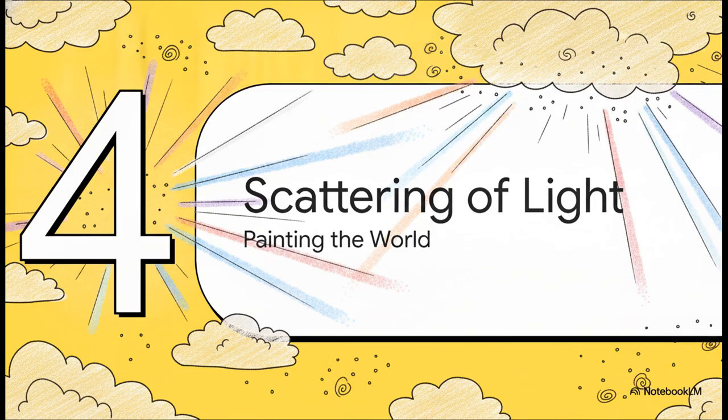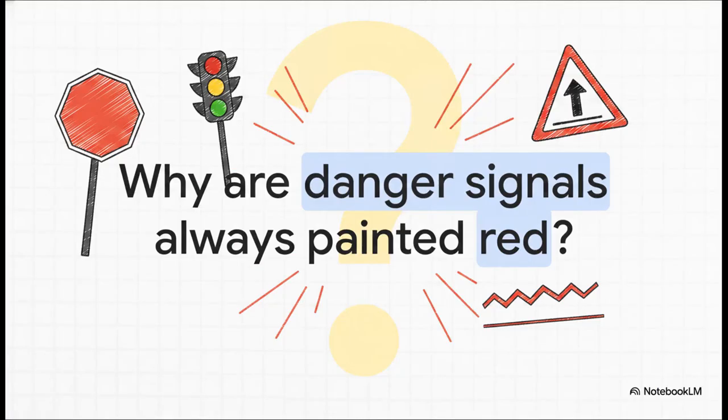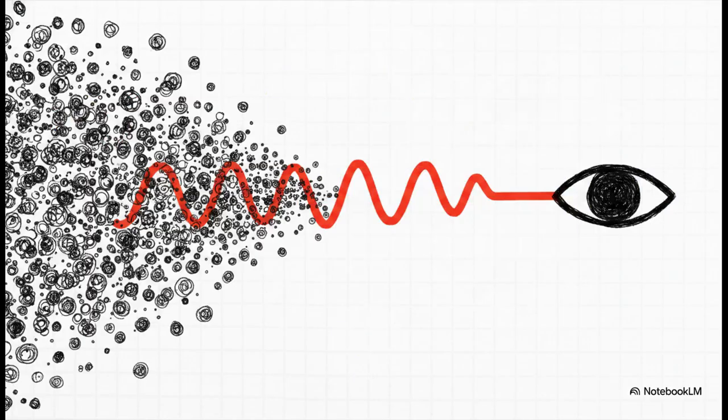Which brings us to Section 4, the scattering of light, painting the world. To understand scattering, which is essentially how light paints our world when it crashes into dust particles, gas molecules, and free water molecules, here's a highly practical, life-saving question. Why are stop signs, traffic signals, and danger signals universally painted red? It comes down to pure, unadulterated physics.